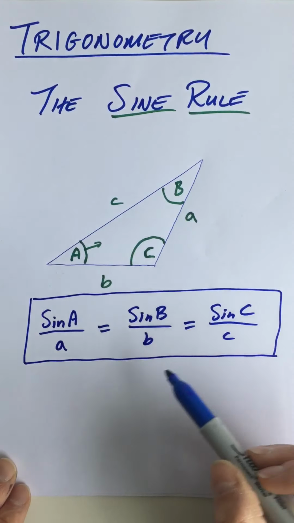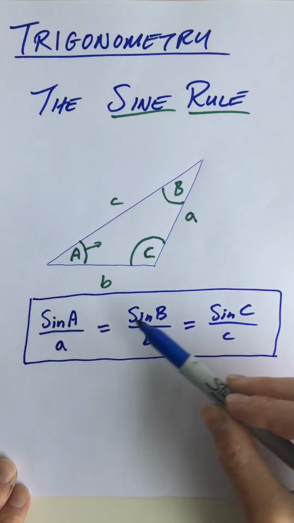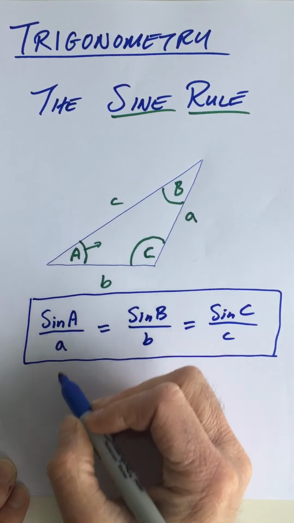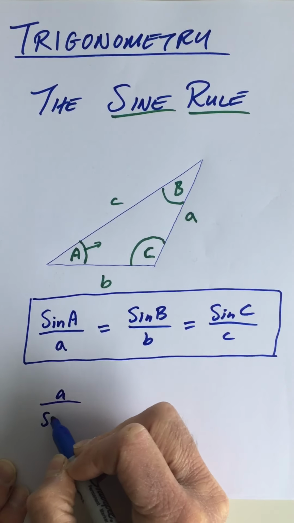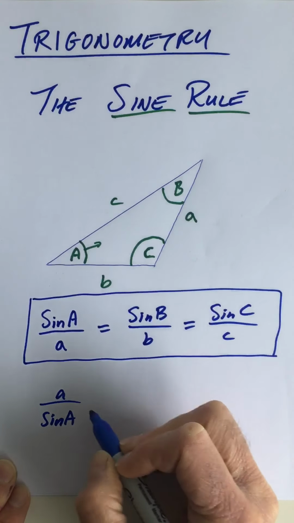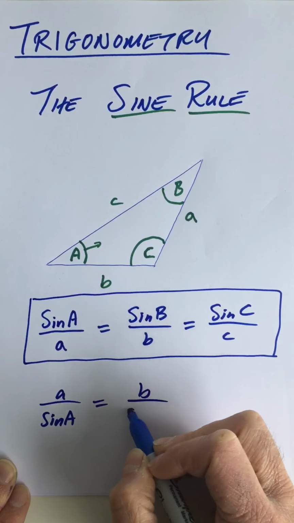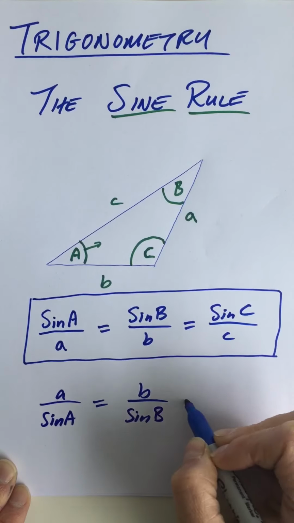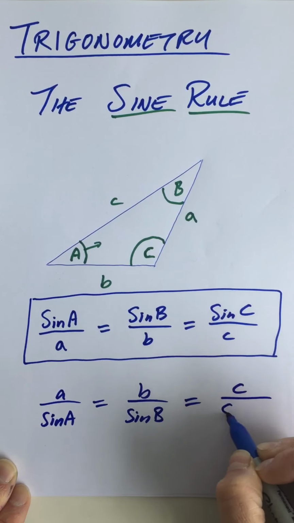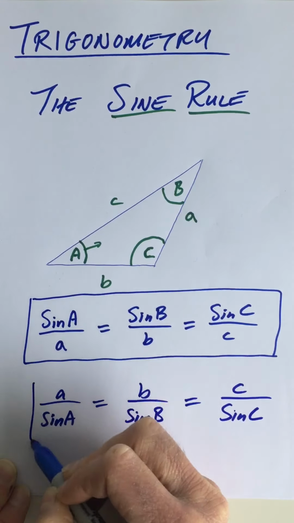The other version of the sine rule is where we turn all these fractions upside down. We can put little a over sine big A. That'll be the same as little b over sine big B, and that'll be the same as little c over sine big C.